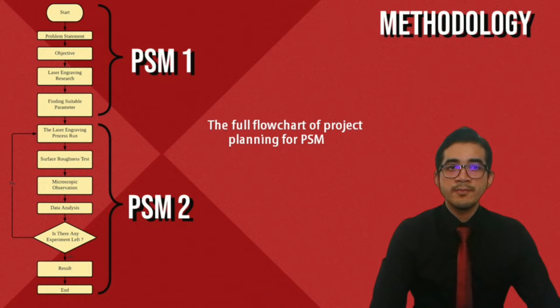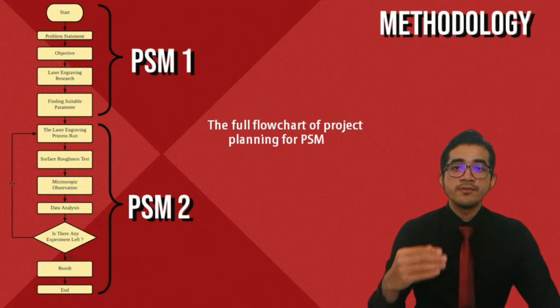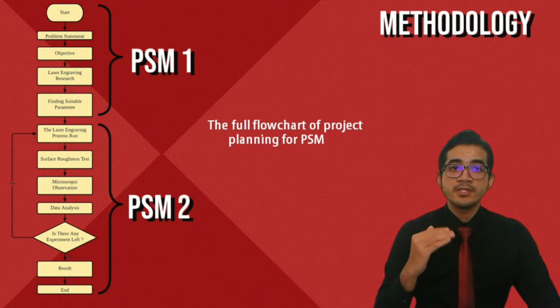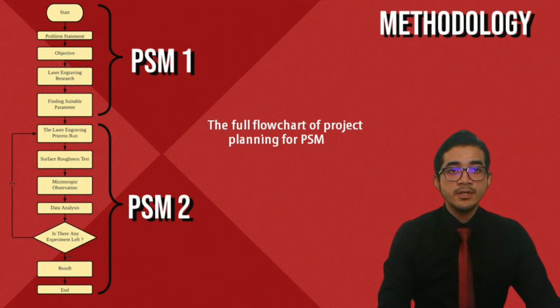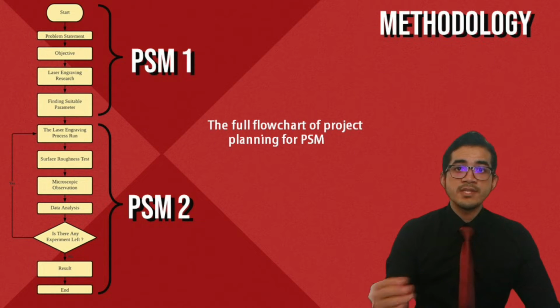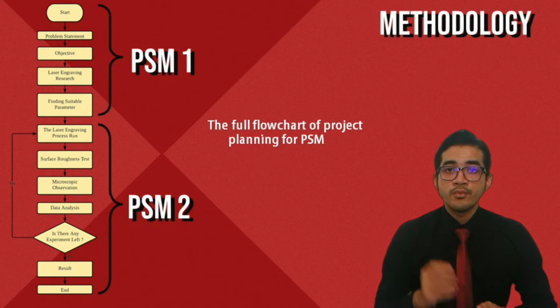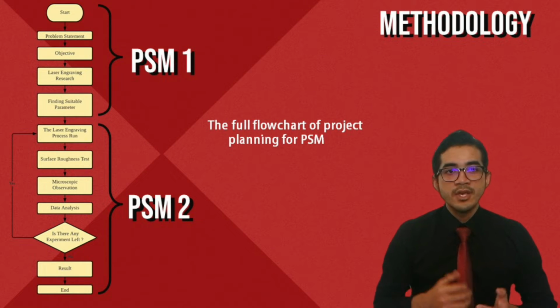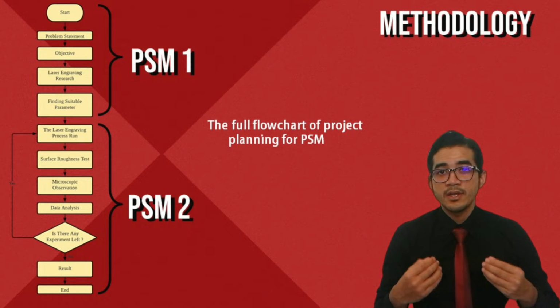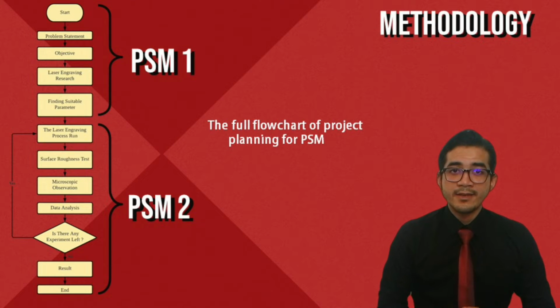So next, we're going to talk about the methodology. Here I show you the full methodology, which is the full flowchart from PSM1 until PSM2. PSM1 started with the problem statement, objectives, laser engraving research, and finding suitable parameters for PSM2. In PSM2, the experiment begins, and we run some tests on the engraved surface. We do some data analysis, and the results are summarized and concluded, and the project ends.